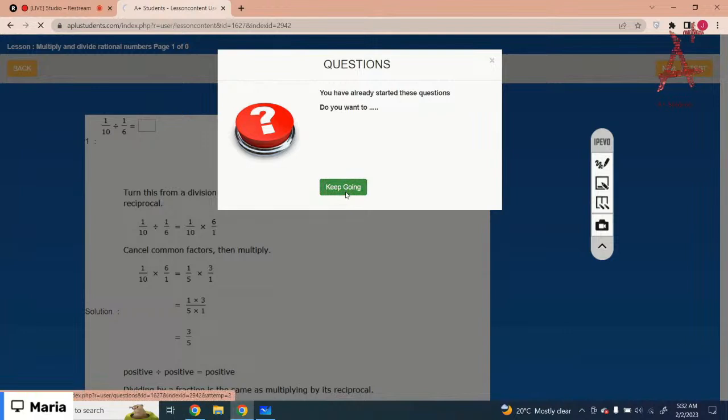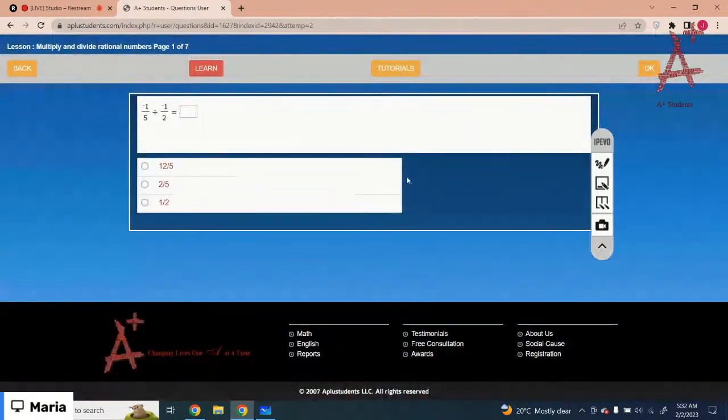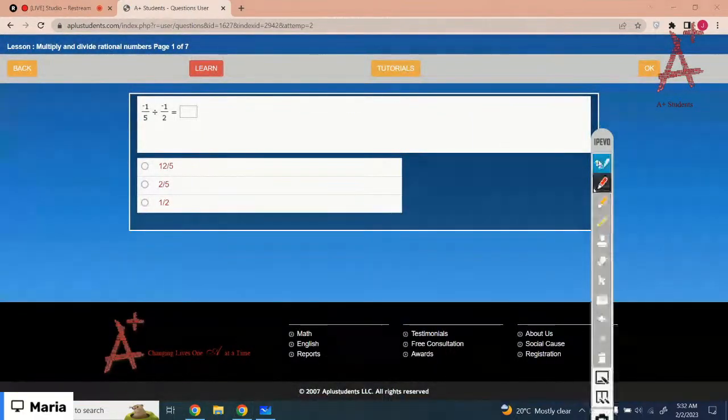Okay, the first one is negative 1 over 2 divided by negative 1 over 2. So you have to replace the sign with the multiplication and reciprocal the term. So it would be then negative 2 over 1. Got it? So 2 times, both the numbers are negative, so the answer must be positive. 2 times 1 is 2 and 5 times 1 is 5. So it is 2 over 5. Got it? So the correct option is 2 over 5.